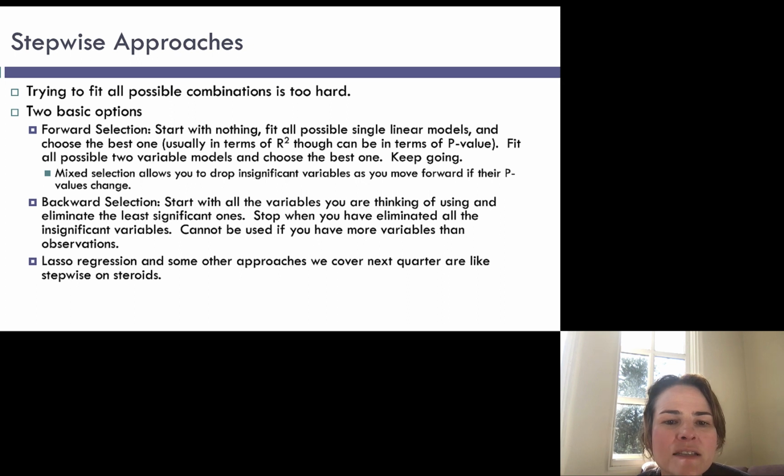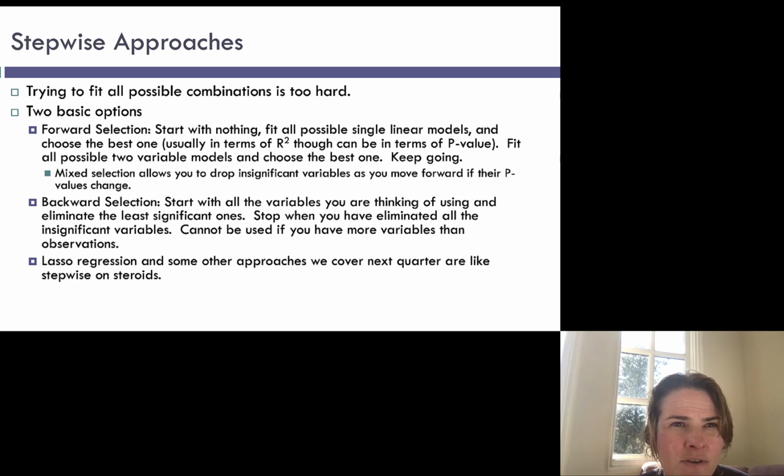So there's a couple of basic approaches that build towards the quote unquote right model. One of them is what we call forward selection. Here you start with nothing and you fit all possible single linear models and you choose the best one. Usually you want to choose the best one in terms of r squared, or you can choose it in terms of the lowest p-value, but probably in terms of r squared.